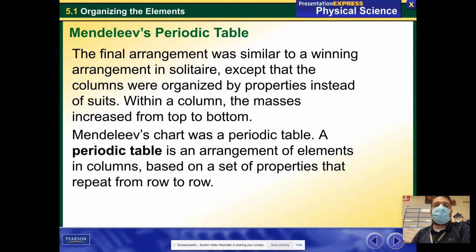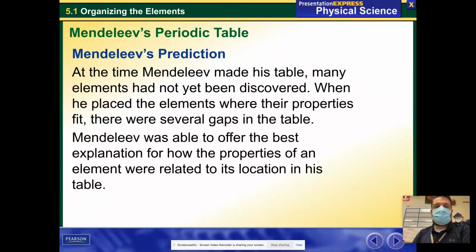Why is it that way? Well, the final arrangement was similar to a winning arrangement in solitaire, except that the columns were organized by the properties instead of the suits. Within a column, the masses increase from top to bottom. And his chart was the periodic table. A periodic table is an arrangement of elements in columns based on the set of properties that repeat from row to row. So the atoms in group 1 have a very specific reason that puts them in group 1, and so does group 2 and all the groups.